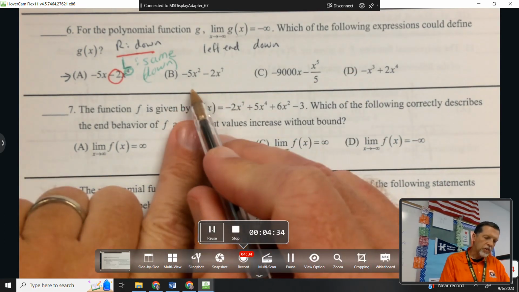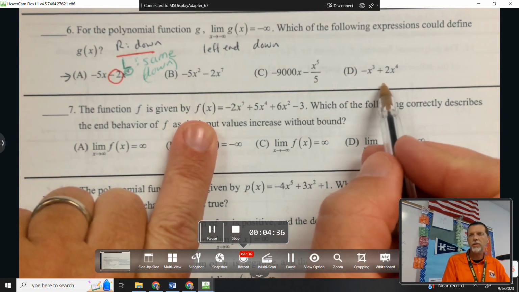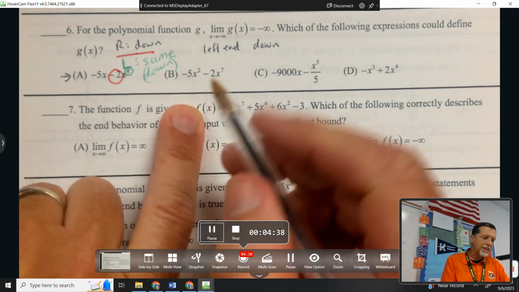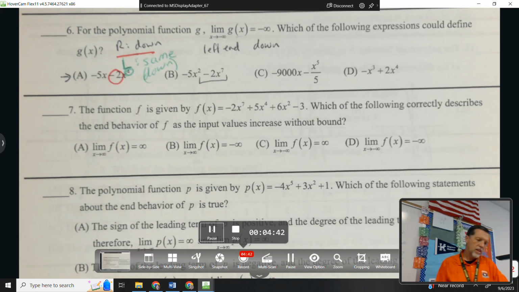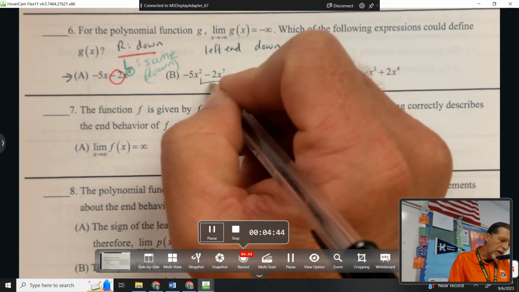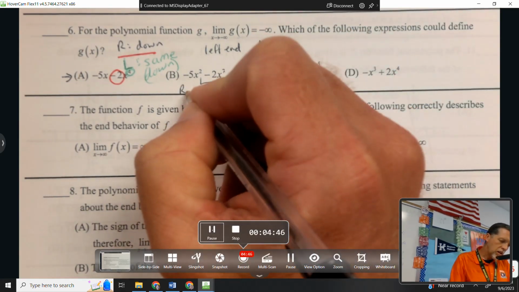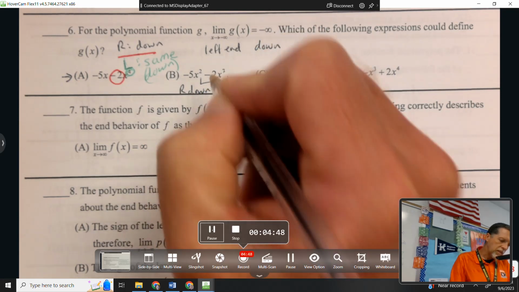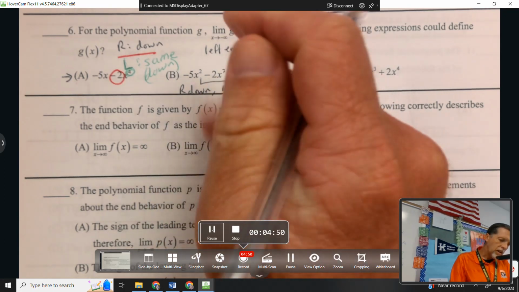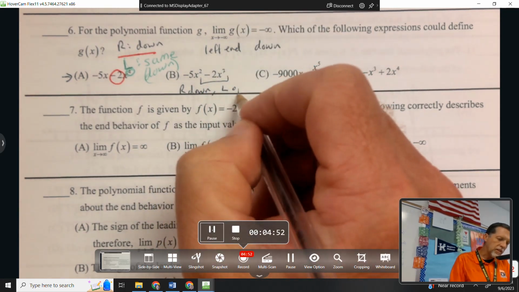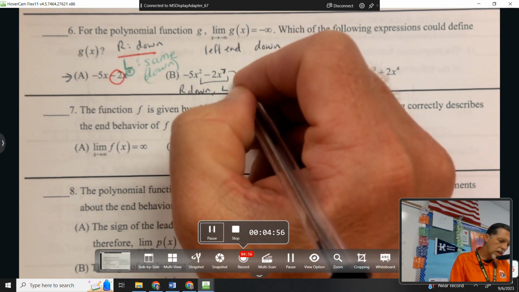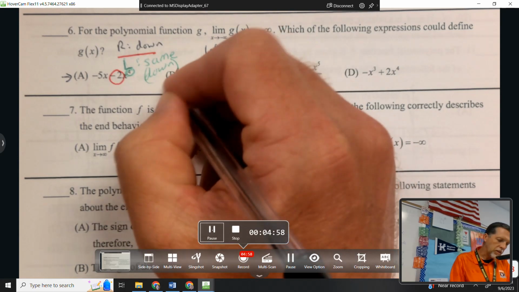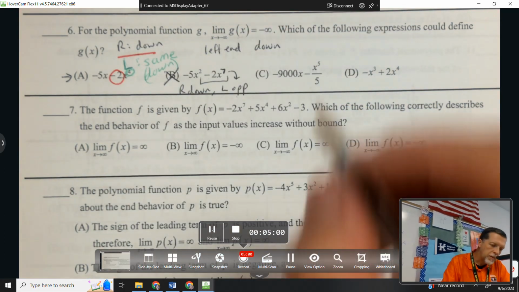You also see that all of these are out of order just to jack with you a little bit. Like you got to look at the lead term even if it's not in the first position. So this one would be right end down because of the negative lead coefficient. Left end would be the opposite because of the odd. So that would mean left end is up. So B's out.